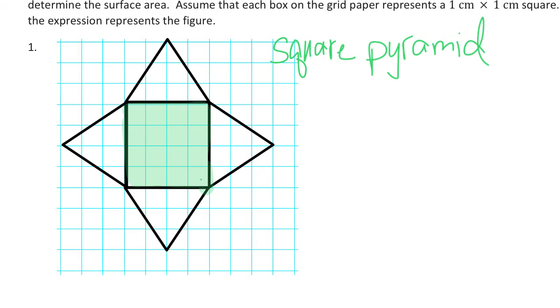Okay, now the second thing that it asks me to do is to determine an expression that would give me the area. So I want you to notice that this figure is made up of 1, 2, 3, 4 triangles, and 1 square. So I need to look at my triangles really carefully to see if they're all the same or if they're different, because they're not always going to be all the same.